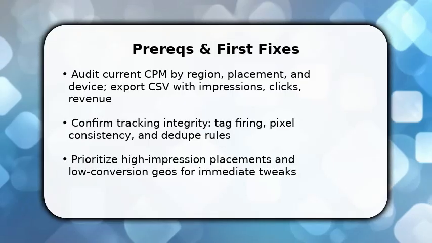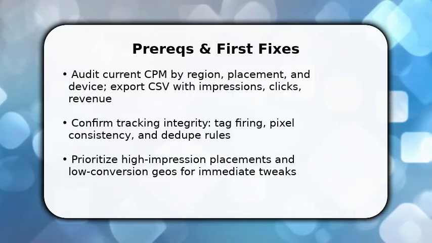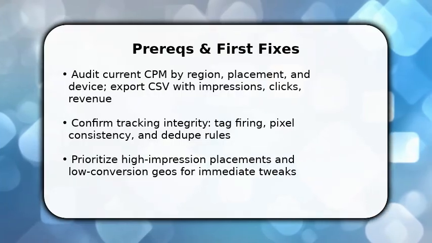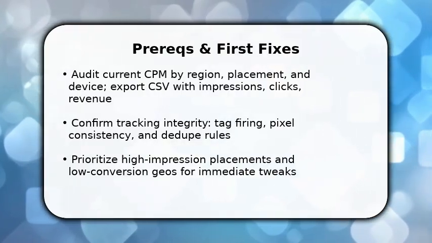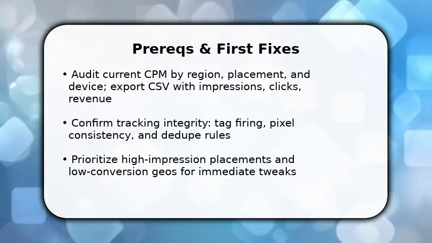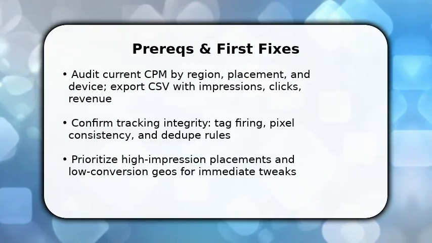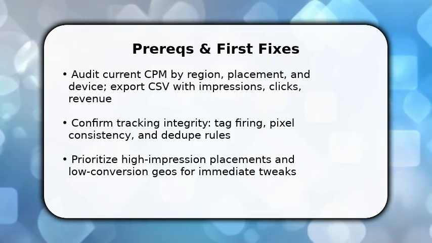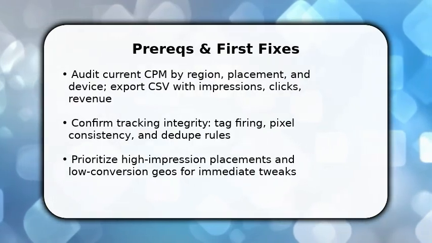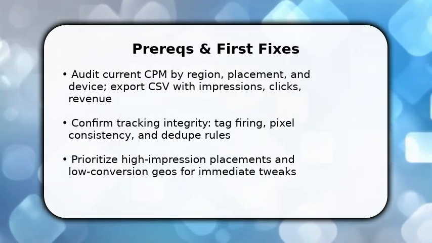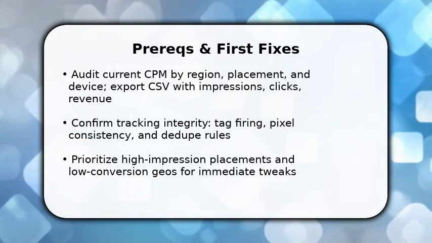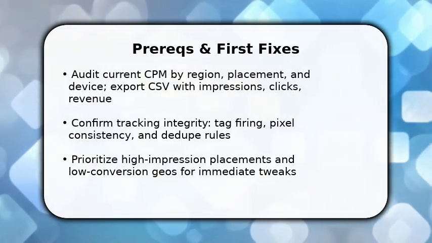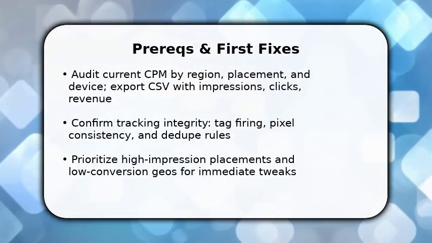Enjoy the video. You begin by verifying prerequisites and taking the first actionable steps. Run a region device placement audit and export impressions, clicks, and revenue so you have baseline CPMs. Once done, validate that tracking pixels and tags fire consistently and dedupe rules are applied. This avoids inflated metrics. Make sure to segment by placement and exclude test traffic.